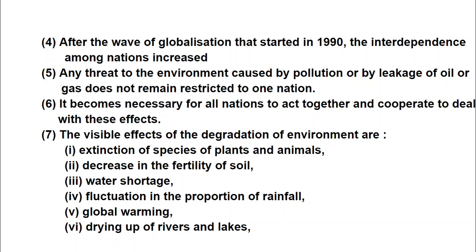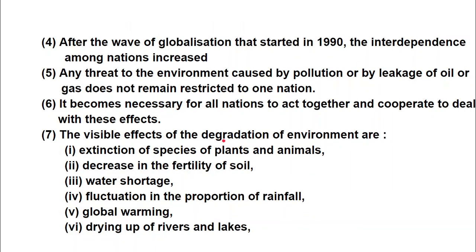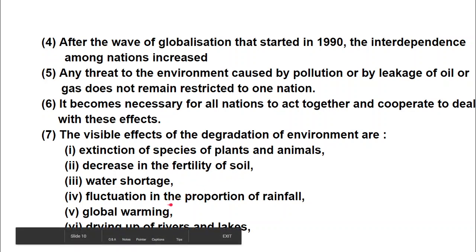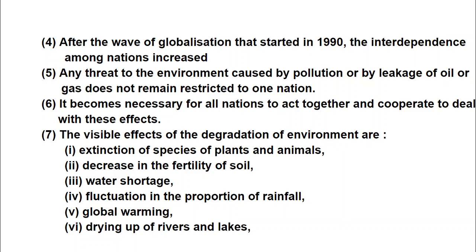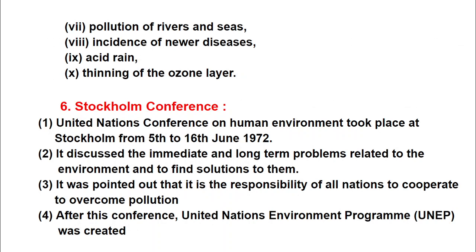The visible effects of the degradation of environment are extinction of species of plant and animals, decrease in the fertility of soil, water storage, fluctuation in the proportion of rainfall, global warming, drying up of rivers and lakes, pollution of rivers and seas, incidence of newer diseases, acid rain, thinning of the ozone layer, etc. Even if some of the effects are restricted to particular nations, these problems reach global proportions.